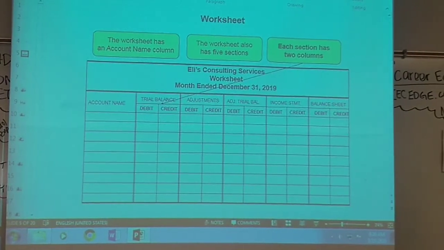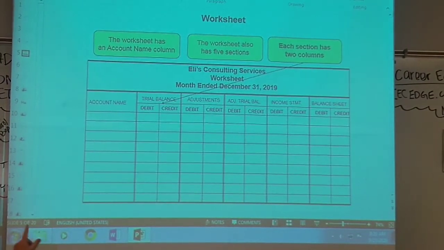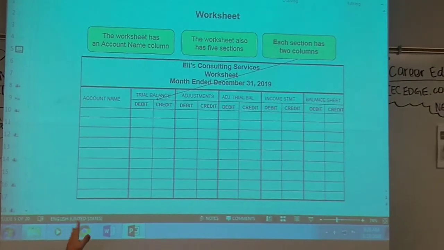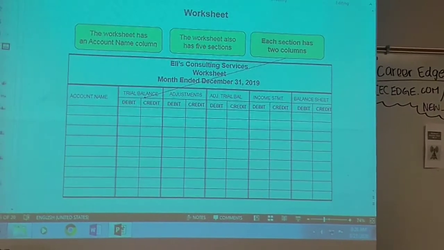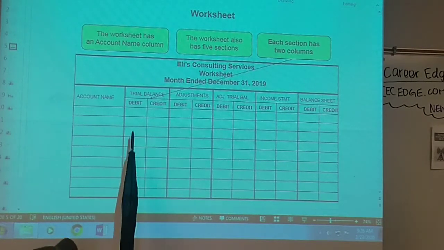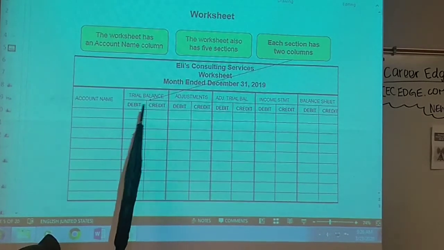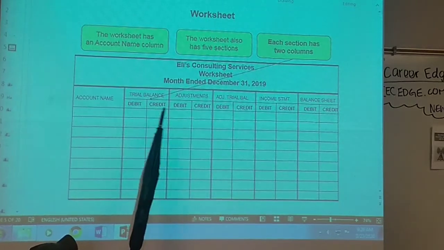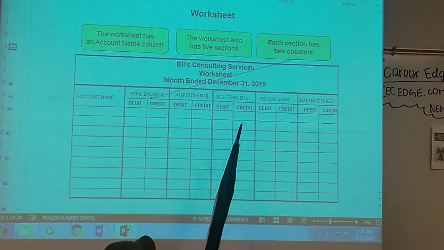So the worksheet has an account name column. The worksheet also has 5 sections, and each section has 2 columns. If you notice, each section has 2 columns. One for what? Debit, and one for credit. Debit, credit, debit, credit.